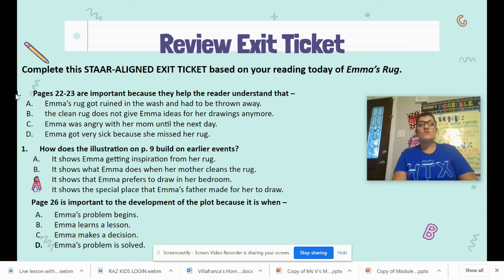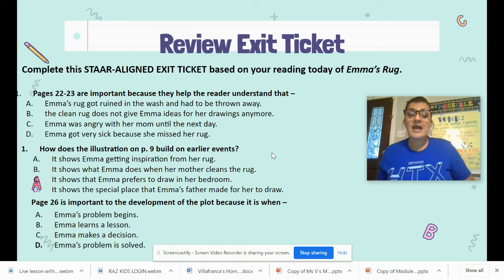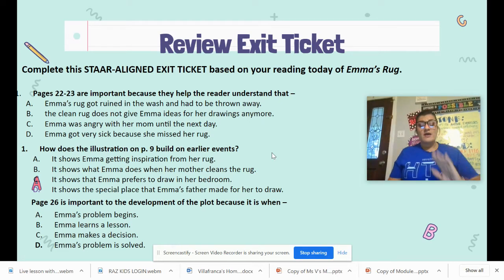So question number 1 is asking you to look at page 22 and 23. Why are they important? Because they help the reader understand... what does it help you understand, okay? So make sure that you're reading it and looking at the picture and not just looking at the picture, okay? Because you have to see the whole pages 22 and 23, right? And I will make sure that I post the text and the picture for you for that question.